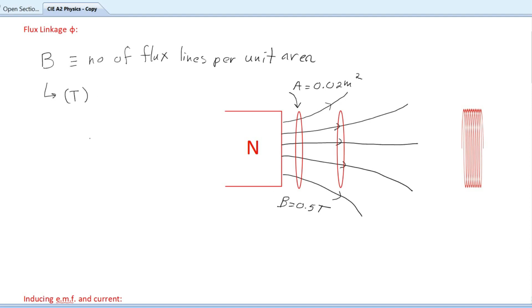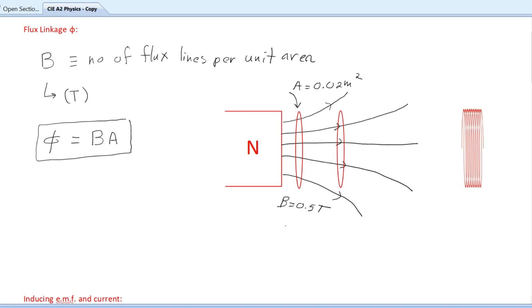The way you can calculate the total number of lines if you have the flux density is you just multiply the flux density, which is number per unit area, by the area of the coil. And this is called the flux linkage or the flux. So the flux linkage can be calculated using the product of the flux density by the area.